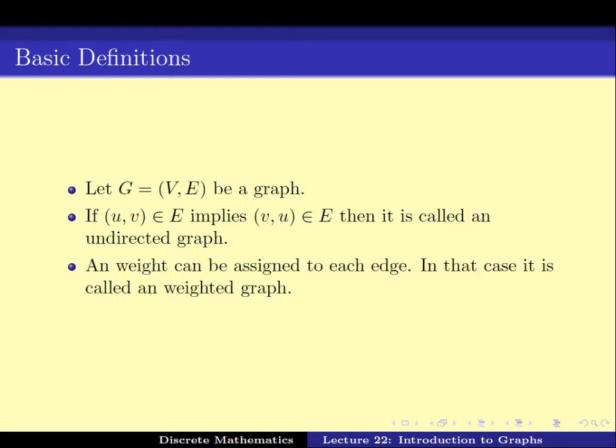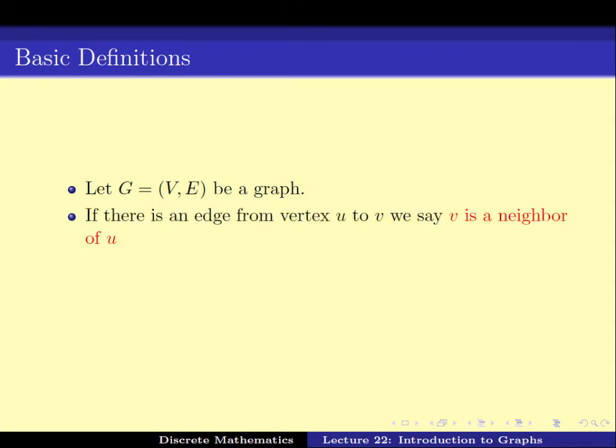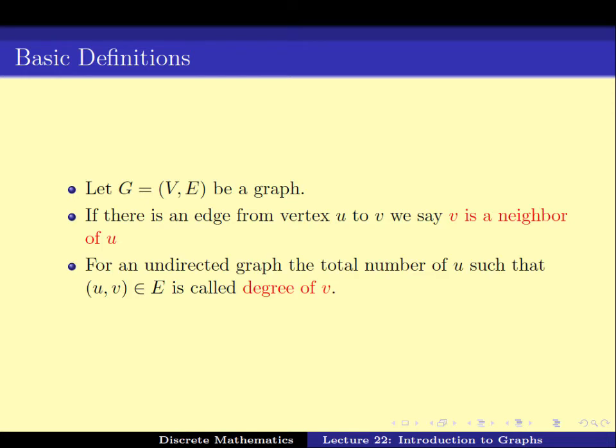And sometimes, for some purpose, we can make this abstract data structure much more complicated, and in particular, weights can be assigned to each edge, and in that case we have a weighted graph. So if G is a graph, and if there is an edge from U to V, then we say that V is a neighbor of U. That's another definition.